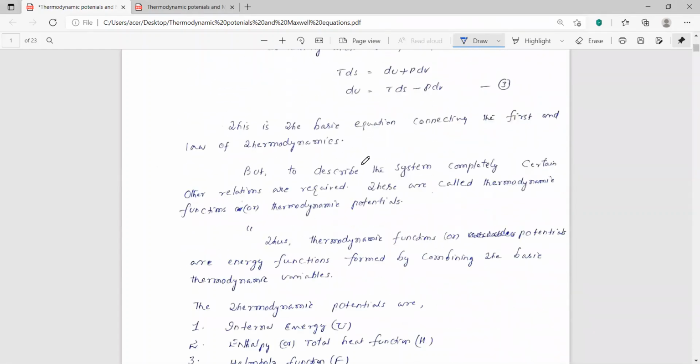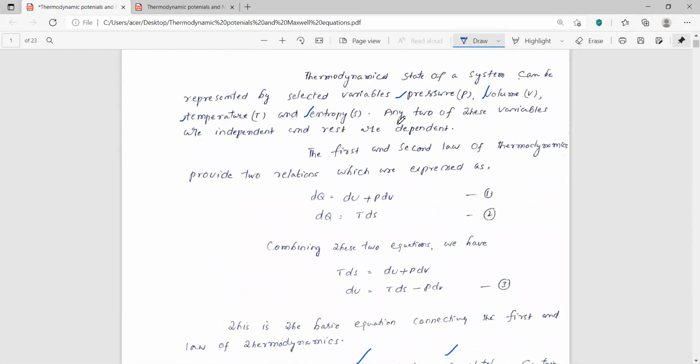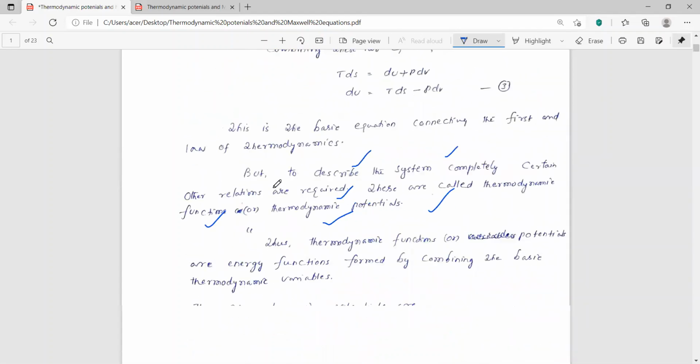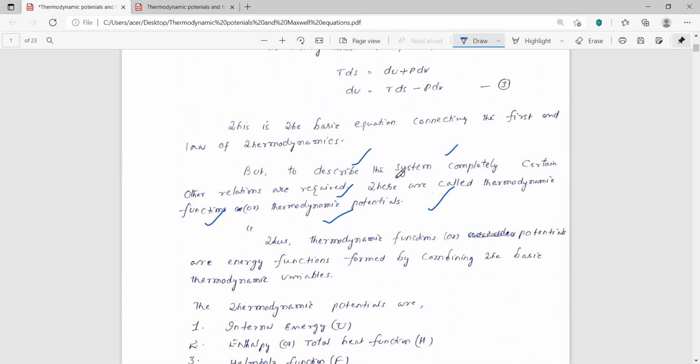But in order to describe a thermodynamic state of a system completely, certain other relations are also required. These are called thermodynamic functions or thermodynamic potentials. So, every thermodynamic state of a system can be explained by four variables: pressure, volume, temperature, and entropy. But in order to describe the thermodynamic state of a system thoroughly, that is completely, certain other relations are also required. These are called thermodynamic functions or thermodynamic potentials.